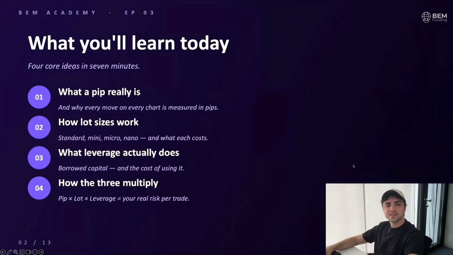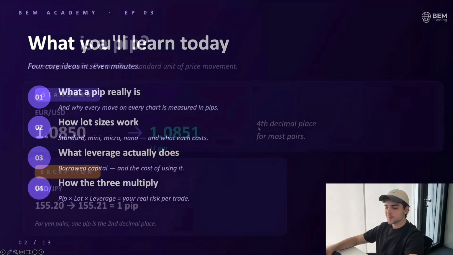Four core ideas in several minutes. 1. What a pip is and why it matters. 2. How lot sizes work, from standard down to micro. 3. What leverage actually does to your money. And 4. How all three multiply together to determine your real risk per trade. Let's start with the smallest piece.